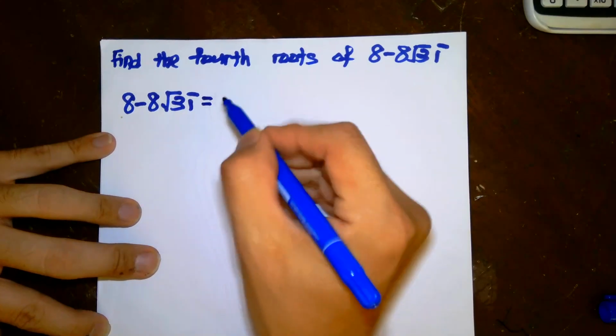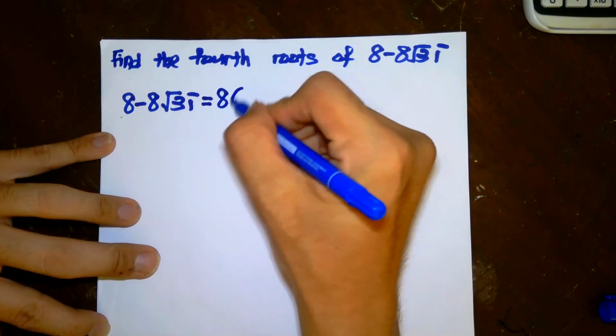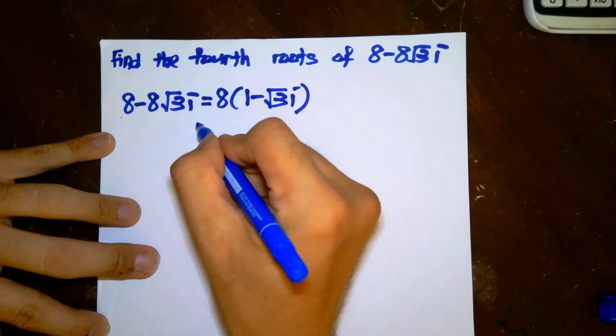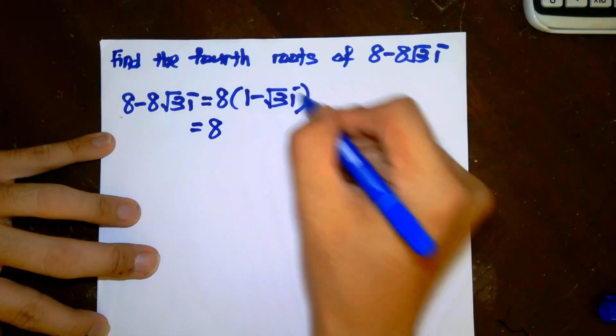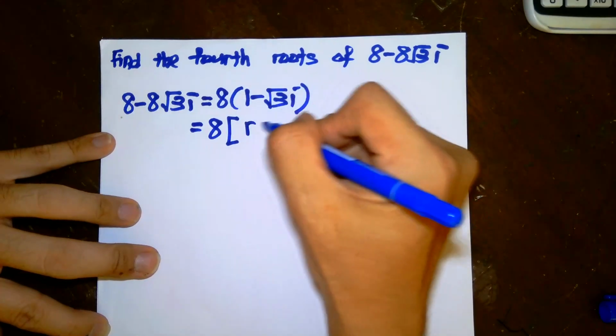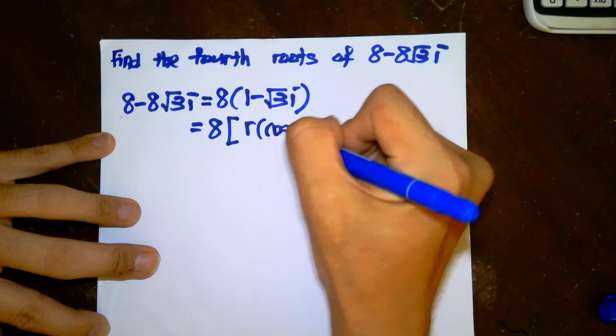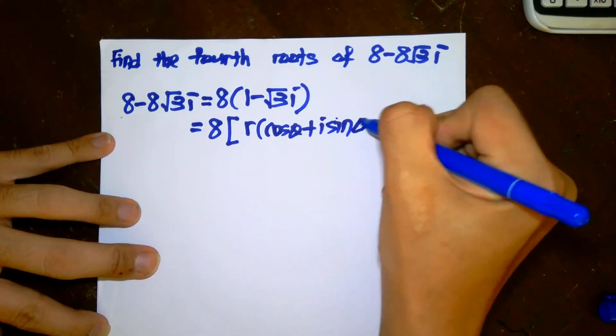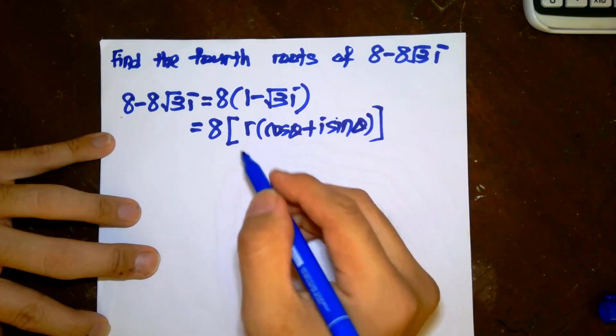Here I just show you some. I factorize the 8, giving 8 times (1 minus square root of 3 i). I can convert this into polar form, which means you can write it as r cos theta plus i sin theta. This is what I mean here.